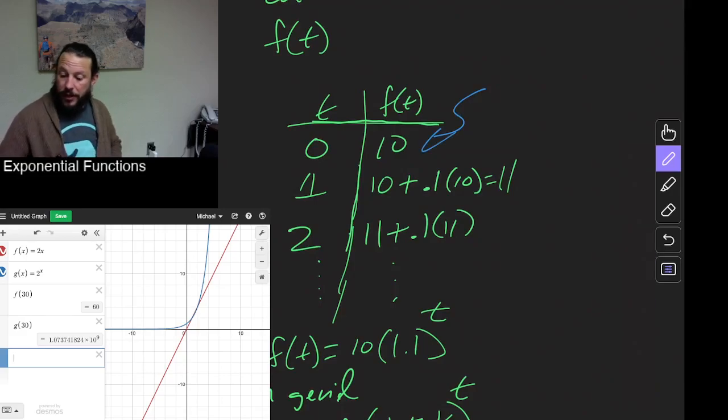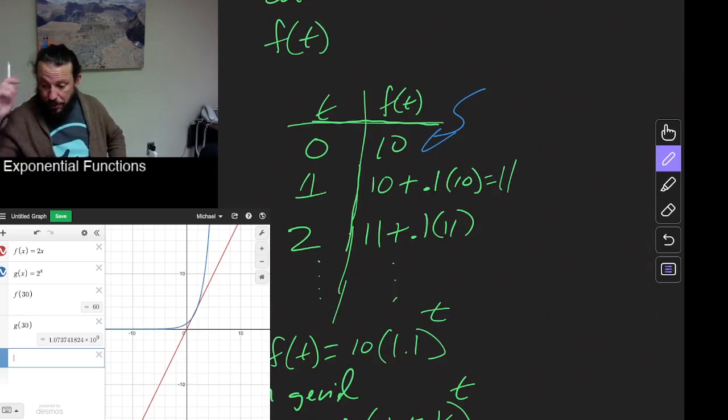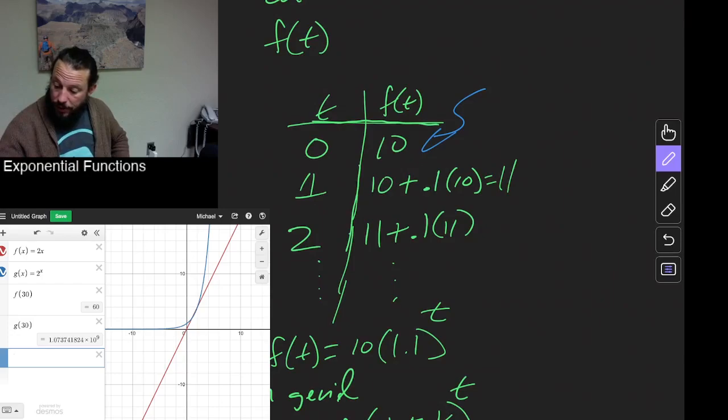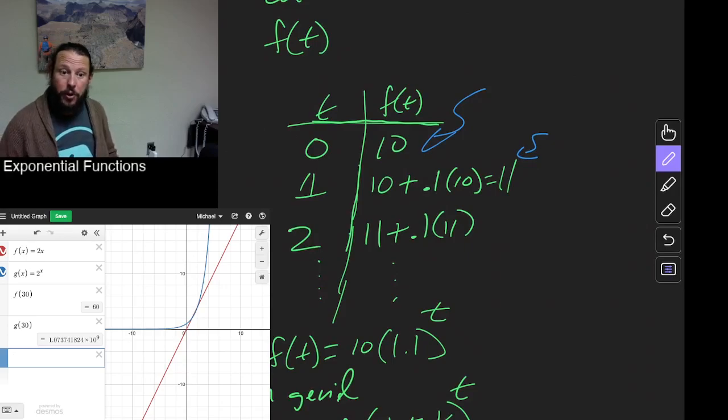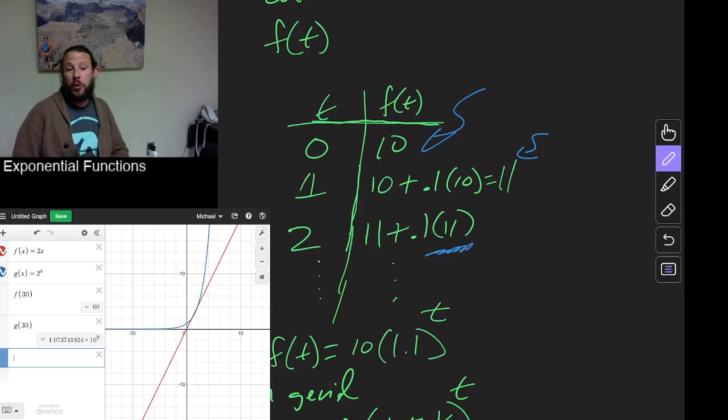Then in the next day, we increase by 10%. So at the end of the first day, we have 11, right? 10 plus 10% of 10 is 11. And then what happens on the second day? Well, you have 11 there, and then it's changing by 10% of that 11. That's 1.1, so it's 12.1, and so forth.